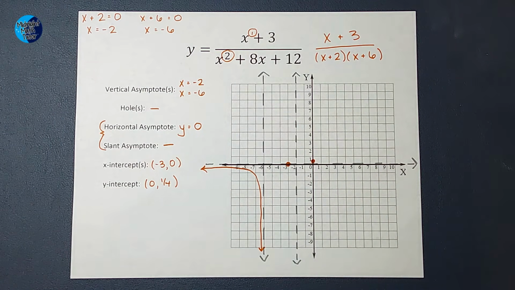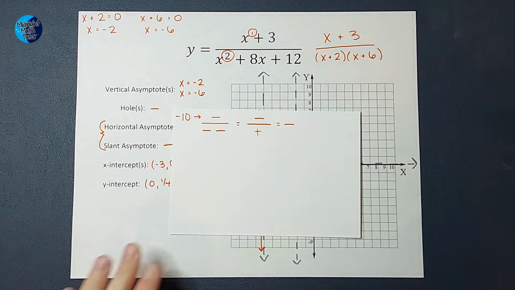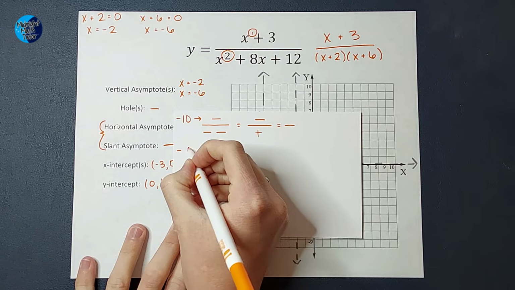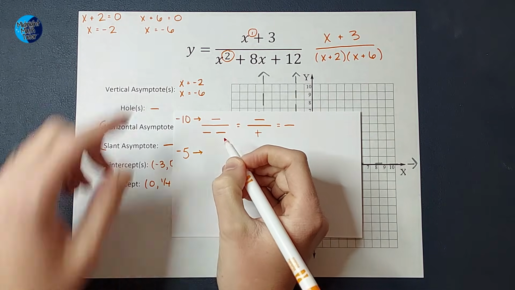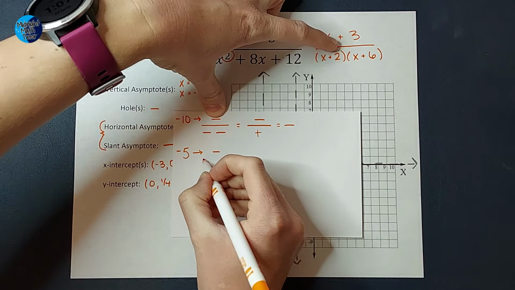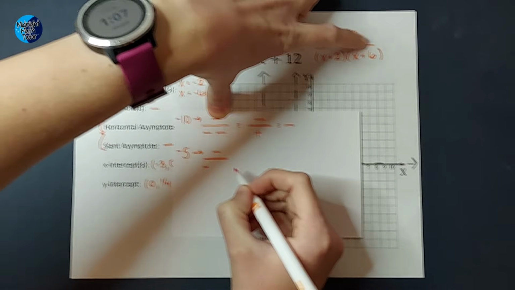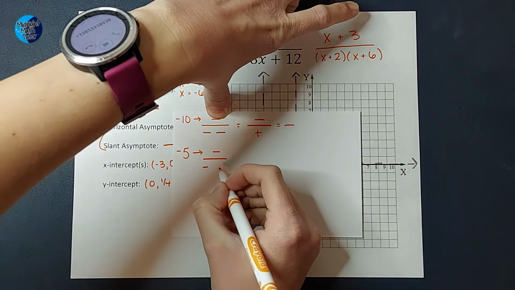Let's pick a point. Let's pick -5 and see if my output is positive or negative. So -5, I'm going to plug in. -5 plus 3 would give me a negative on top. Over -5 plus 2 would give me a negative. -5 plus 6 would give me a positive.